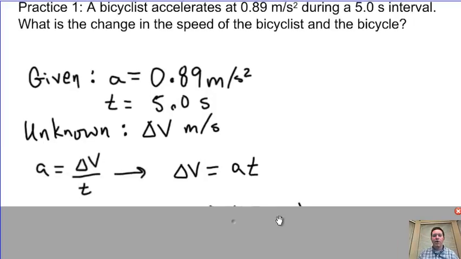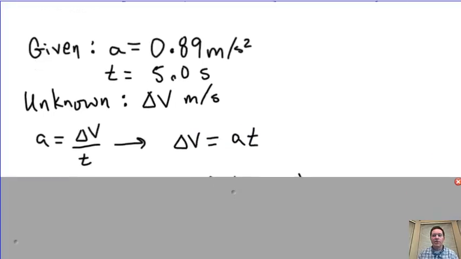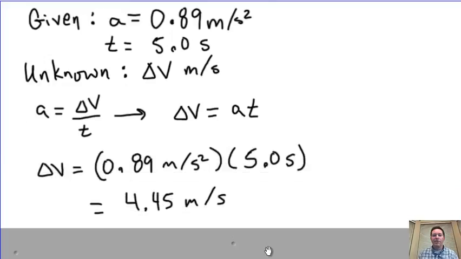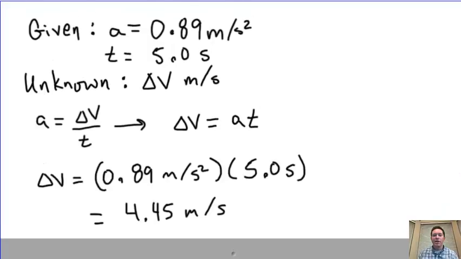All right, so my parent equation is acceleration is equal to delta v divided by t. So I'm going to rearrange this equation to solve for delta v by multiplying both sides by t. So I would get delta v is equal to acceleration times time. I then take my given values and plug them into the equation. My acceleration, excuse me, was 0.89 meters per second squared, and multiply that by 5 seconds. And I end up with 4.45 meters per second as my delta v.